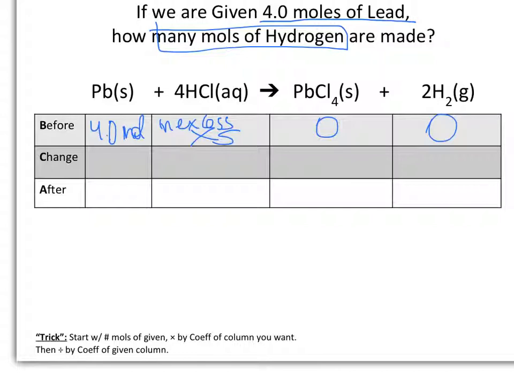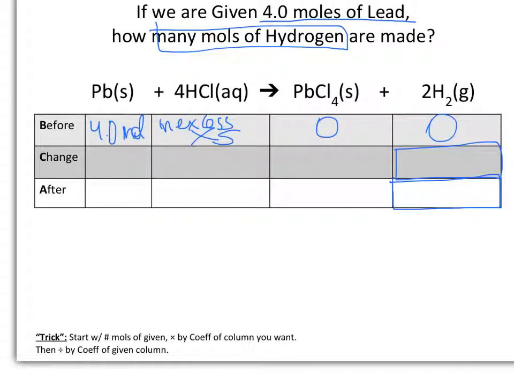Our next step is this. It said how many moles of hydrogen. What I like to do is put a box around the area that I'm looking for. So I'm looking for how many moles of hydrogen are made. And really it's either one of these boxes, because the change and the after are going to be the same. So either one of those boxes is fine to put a square around.